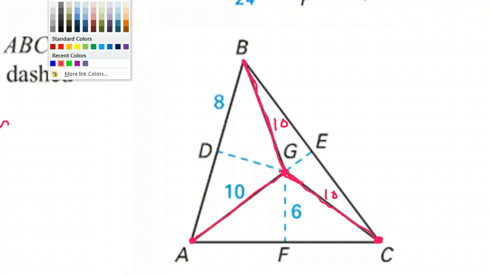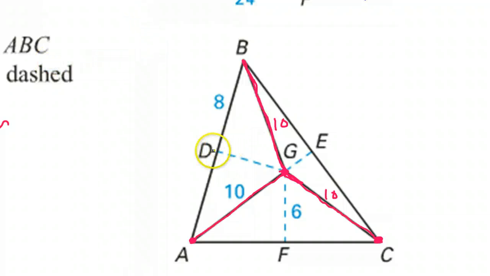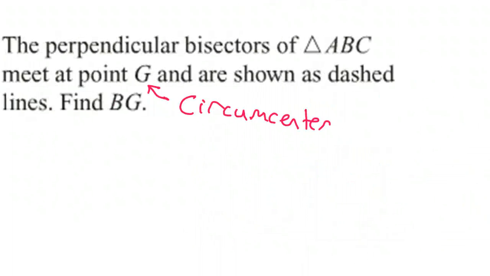Also, as long as we're at it, these are perpendicular bisectors. These dotted lines are the perpendicular bisectors. That means D is a midpoint. So if that's 8, then this is 8. Do I have any more of those? That's it for the easy ones. Let's see how far that takes us.